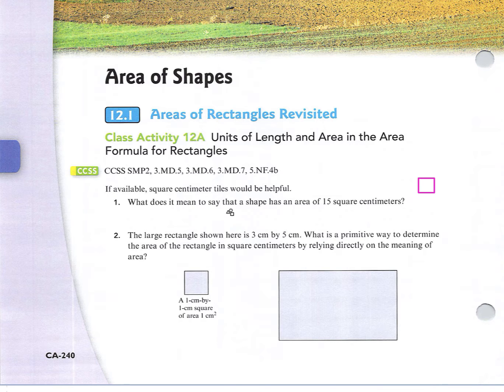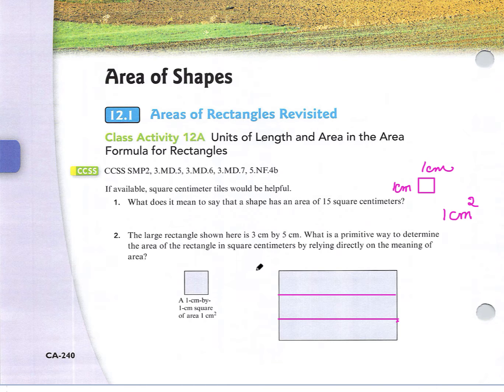So what does it mean to say that a shape has 15 square centimeters? Well, that means that we have a shape like this square here that's 1 centimeter by 1 centimeter. So 1 centimeter long, 1 centimeter wide. And so this right here represents 1 square centimeter. So we could put 15 of these and fill in this rectangle with 15 of those square centimeters.